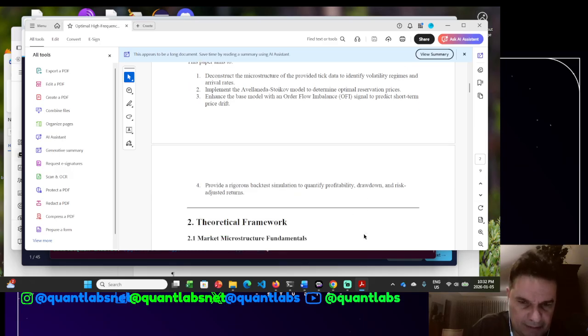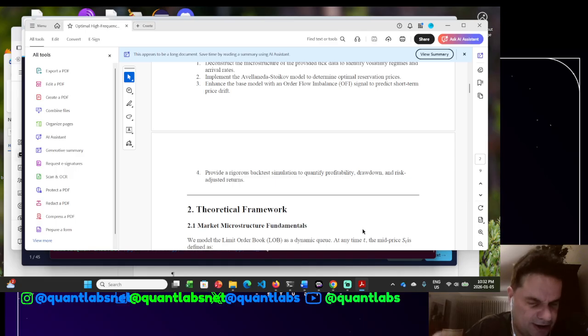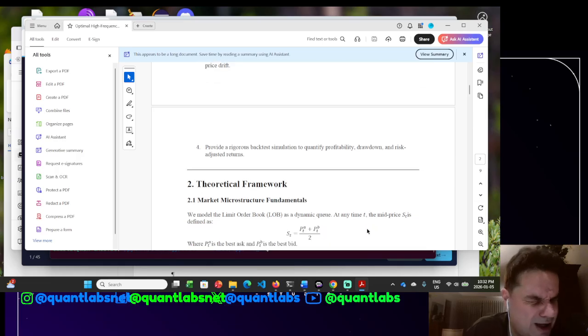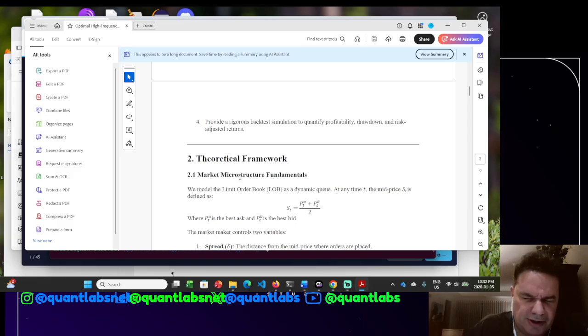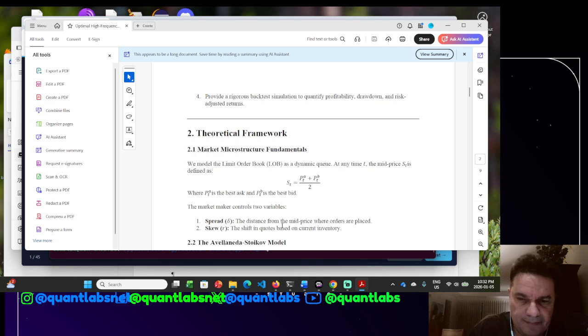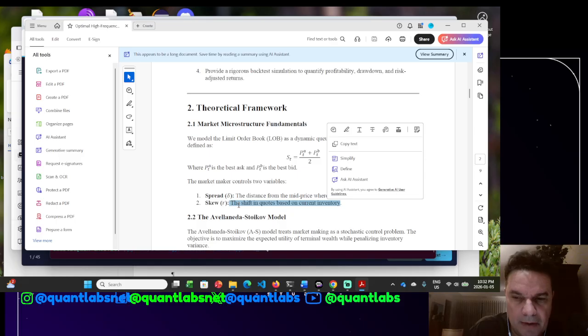quantify the profitability. So in this PDF, we're going to talk purely about the equations, not showing you any of the code. I'll show you the formulas as well, and all the quantitative techniques. So the microstructure fundamentals: you have a limit order book, a dynamic queue, and then we have T for time, the mid price, and S_t defined as this, and then the price of the best ask and the best bid. We're looking at the spread, the distance between the mid price and where the orders are placed, and again the skew, which is the shift in quotes based on current inventory.